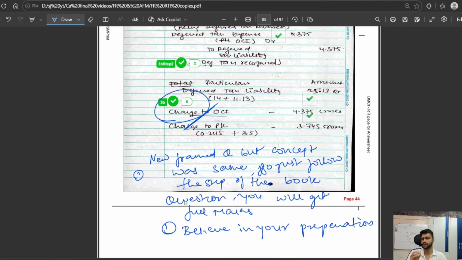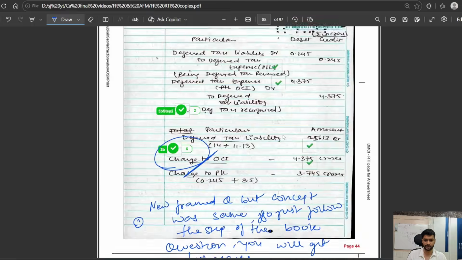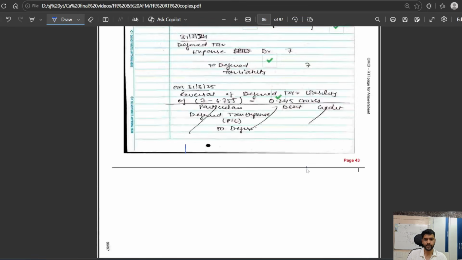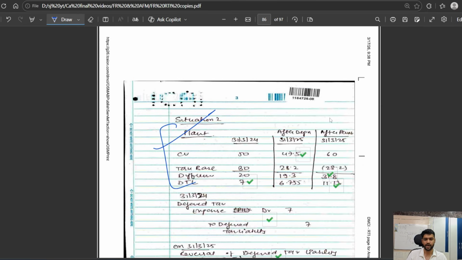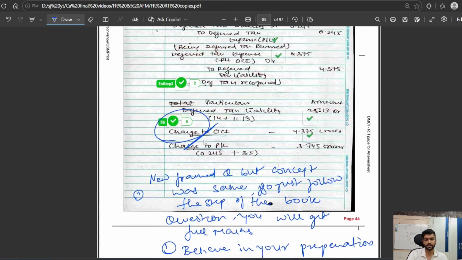So the concept was the same, but the framing was different and there were many different words. So what I did, I remembered the concept and solved it in the same manner, in the way the answer is there in the question bank. I did not use any funky language or funky structure. As you can see, this is the way I actually learned from Bhavik sir's books, and this is the way I made the solution. And I got 6 out of 6 marks.